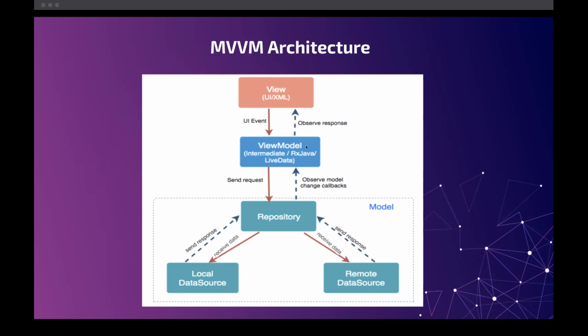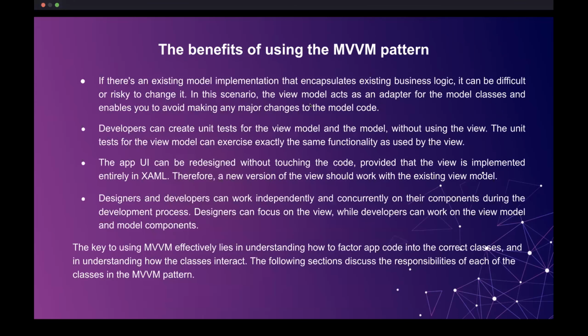Why this observable response is important, we will see in action, and we will see how observability will help us. So remember this architecture, especially the arrows. The arrows represent something very important. These are direct communication. These are observable communications.